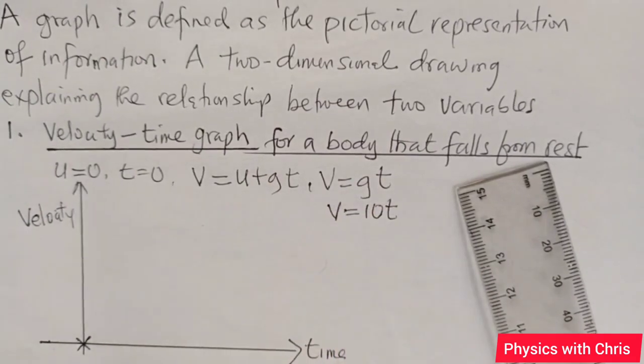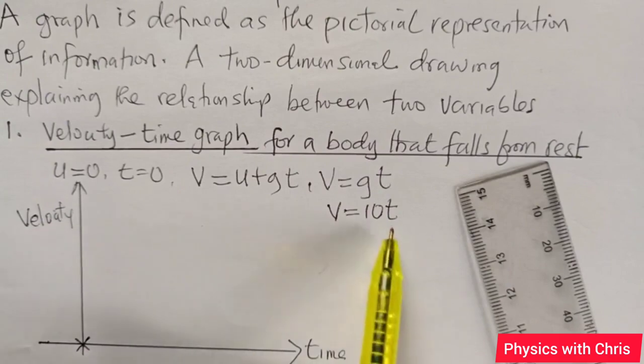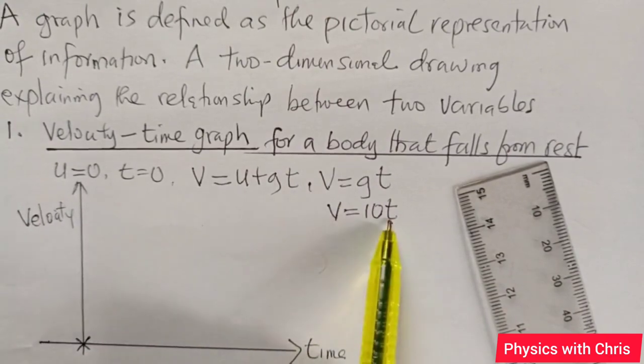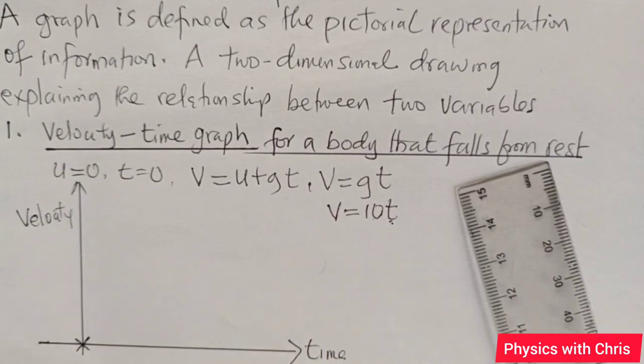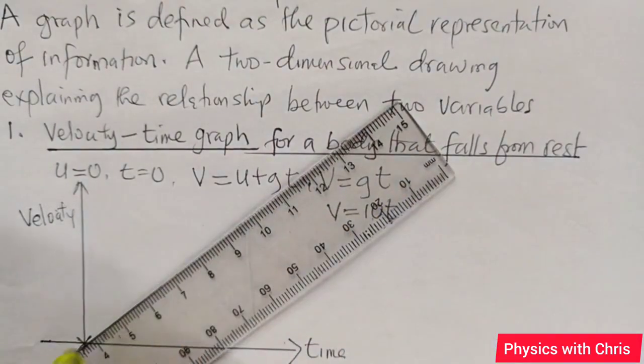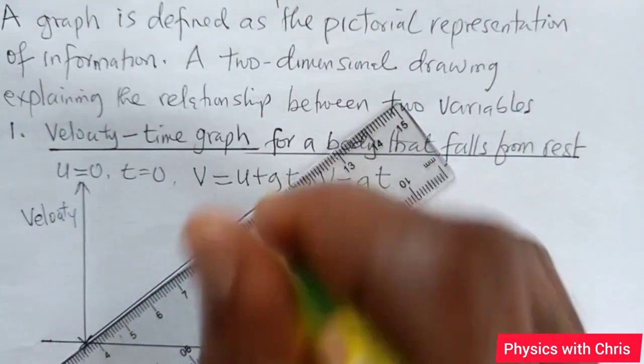So, which means if I'm to draw this graph, each time I substitute the value for time, I'm going to have the speed. For instance, if time is 1 second, the speed will be 10. If time is 2 seconds, that is 2 times 10, 20, speed will be 20. If time is 3 seconds, the speed will be 30. If time is 4 seconds, the speed will be 40. So with that, it will give us a straight line graph that starts from the origin like this.